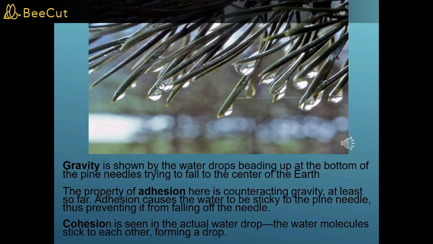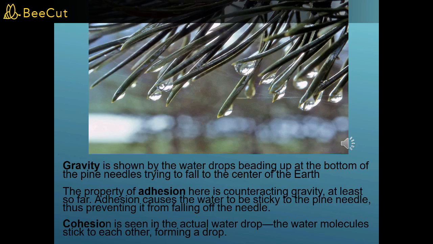When the water droplet sticks to the leaves or to the tip of the grass, this is because of the adhesion property. When the water molecules stick to the surface of the grass, it is called the adhesion property.